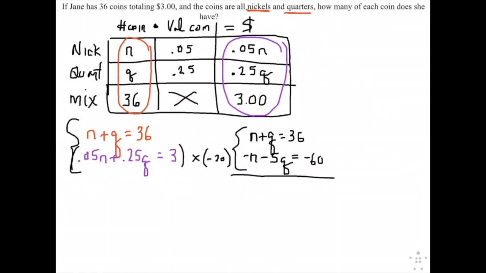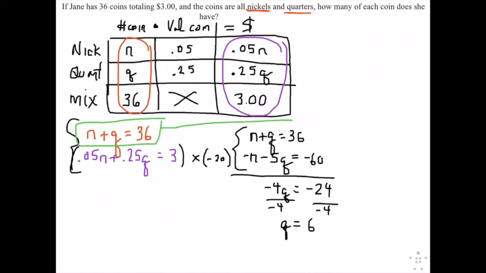Now I can use elimination and add. N and negative N cancel. Q and negative 5Q is negative 4Q. And 36 and negative 60 is negative 24. I divide both sides by negative 4 and I get Q equals 6. Now I substitute in, into the first equation, and I get N plus 6 equals 36.